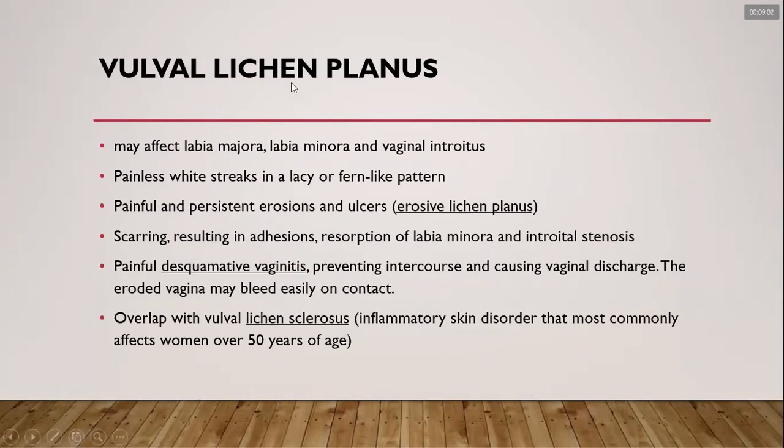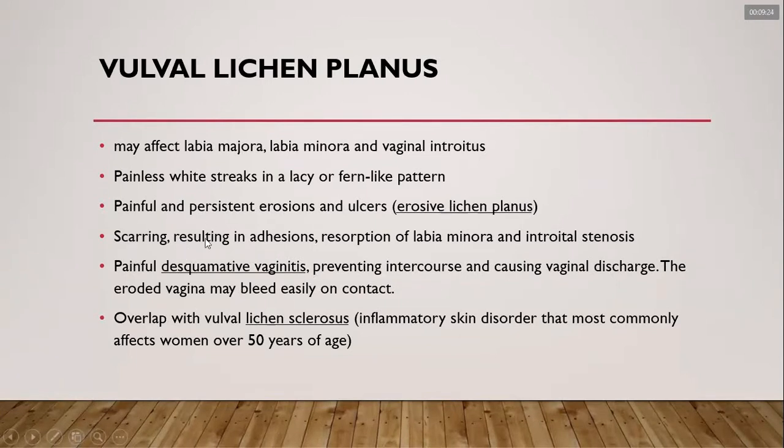So the other type of mucosal LP is vulval lichen planus. It may affect the labia minora and vaginal introitus. There are painless whitish streaks in a lacy or fern-like pattern. The painful and persistent erosions and ulcers can be present in the vagina, leading to an erosive condition.